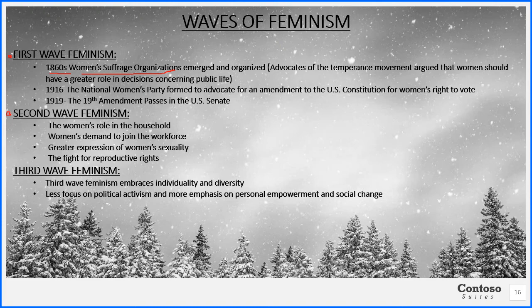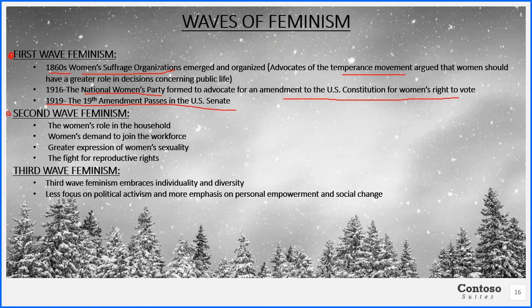and during this time we also had advocates of the temperance movement, which was against alcohol, and they argued that women should have a greater role in decisions concerning public life. Then in 1916, we have the National Women's Party form to advocate for that amendment for women to vote. And then 3 years later, we had the 19th Amendment pass in the U.S. Senate, giving women the right to vote.